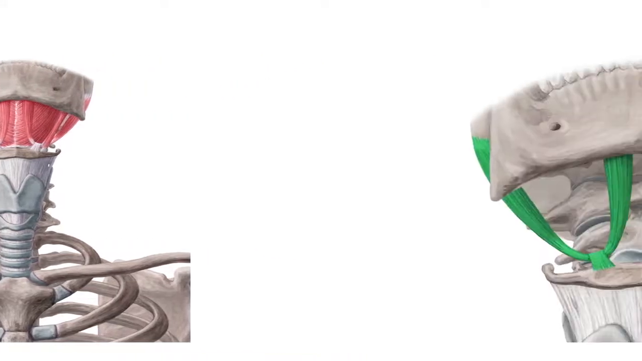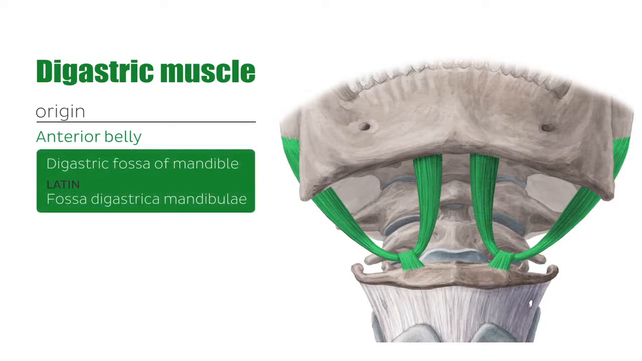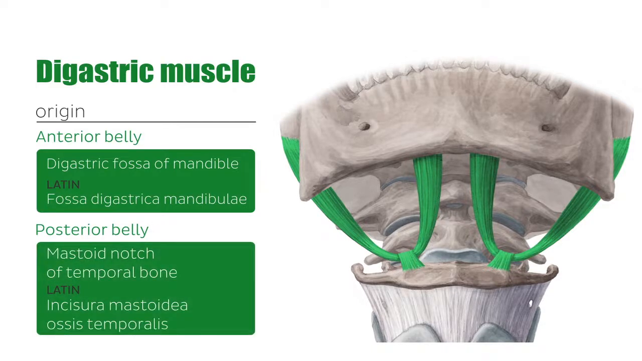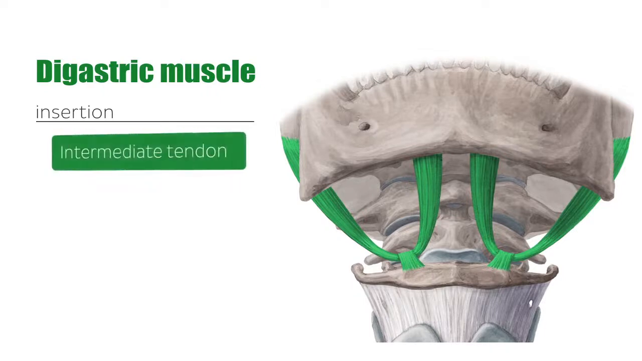Now we're going to start off with this one that you see here highlighted in green. This is known as the digastric muscle, and it consists of two parts, Latin for two bellies, digastric, which are separated by this intermediate tendon that you see here. Now in terms of the origin points for this muscle, the anterior belly originates from the digastric fossa of the mandible, and then the posterior belly will originate from the mastoid notch of the temporal bone. When it comes to the insertion point for the digastric, these two bellies will insert at that intermediate tendon. So this is what we consider the insertion point for this muscle.